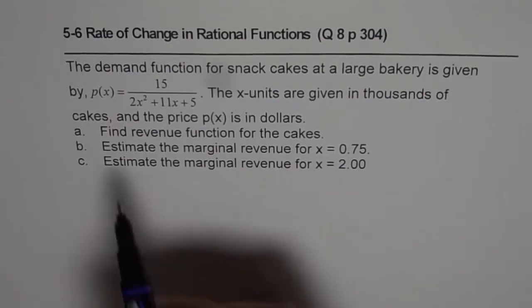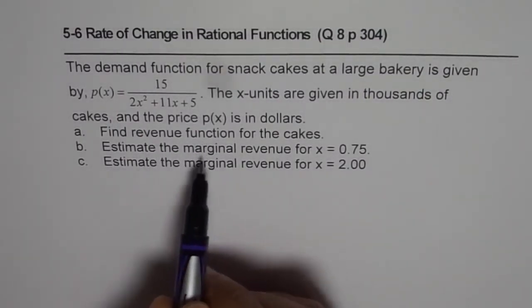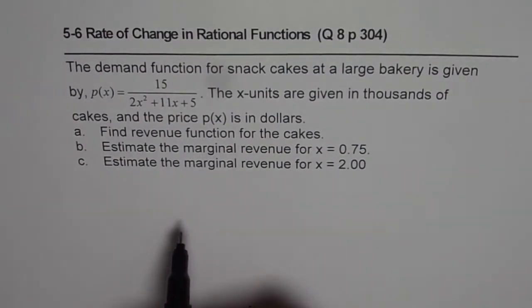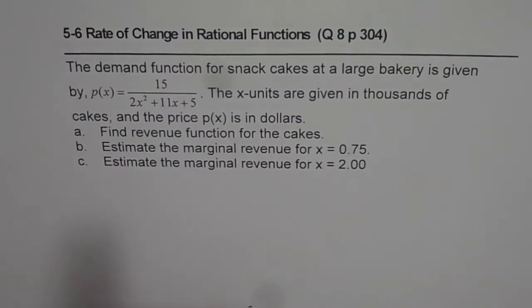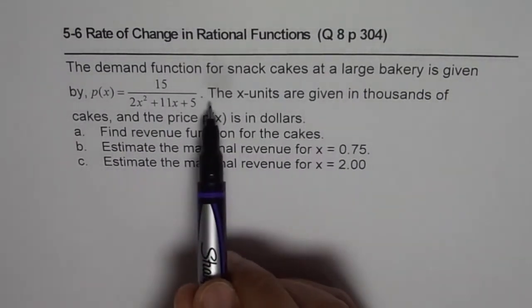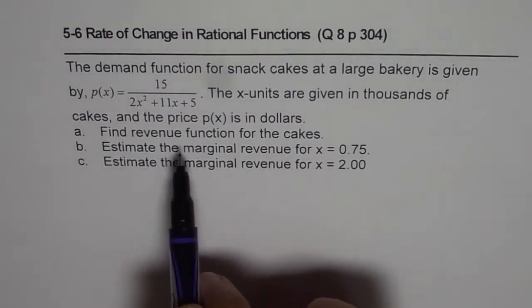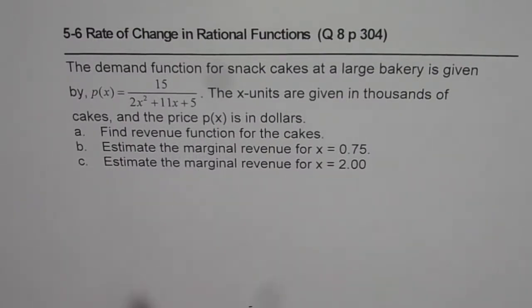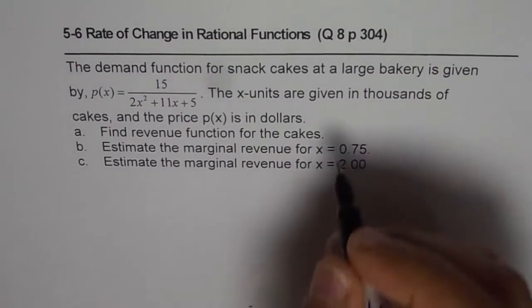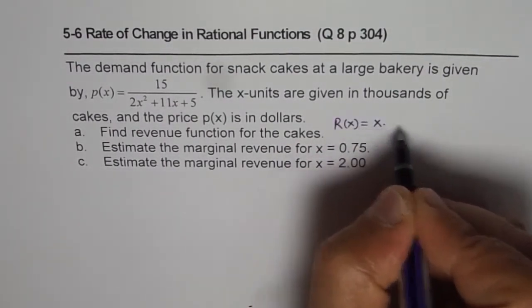Now, let us first understand what a revenue function is. Most of my students have difficulty understanding the terms. So let's understand the terms and then we'll see how to solve this question. Whenever a price function is given to you, we sometimes also call this function the demand function. So whenever a price or demand function is given, the revenue is the number of items times price. So the revenue function, let us say R of x, will be equal to x times p of x.